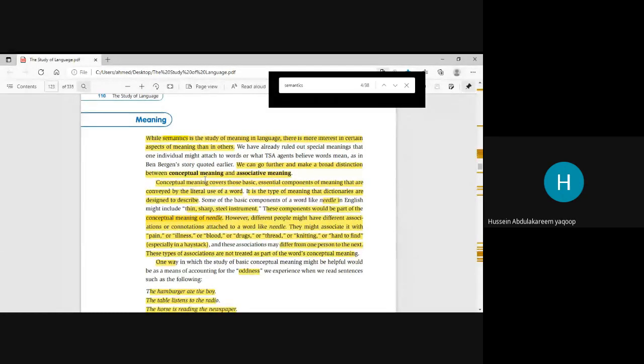Okay, so it is the literal, or let's say the lexical meaning, that we find in dictionaries. This is exactly the conceptual. Thank you very much. Okay, now let me go to Dunya Sabah, please.